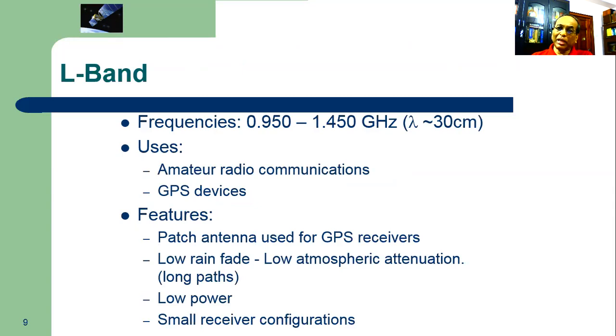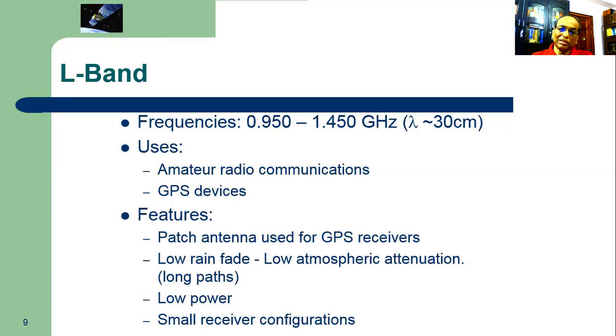L band has a comparatively longer wavelength. Lambda is 30 centimeter. Frequency is 0.95 to 1.45 gigahertz. These are usually used for amateur radio communication and GPS devices.